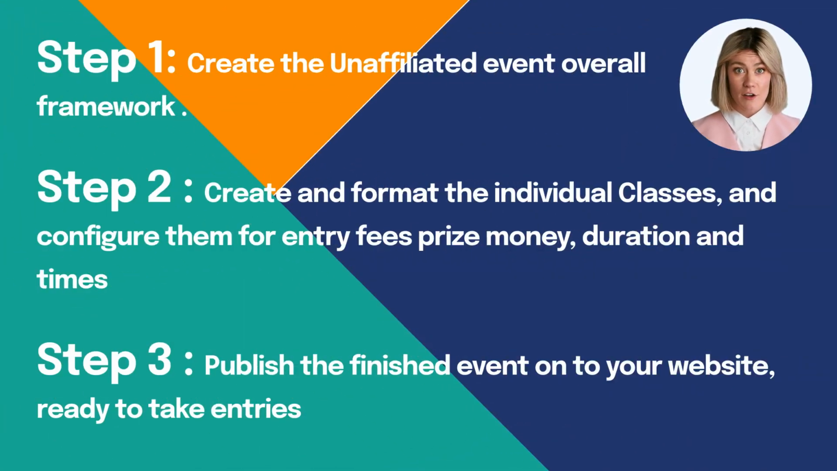To create an unaffiliated event from scratch is a relatively simple thing to do with Equus Organizer. And once again, there are 3 steps that you need to process to make this happen. Step 1. Create the unaffiliated event overall framework. Step 2. Create and format the individual classes and configure them for entry fees, prize money, duration, and times. Step 3. Publish the finished event onto your website and open the event and classes to begin taking entries.